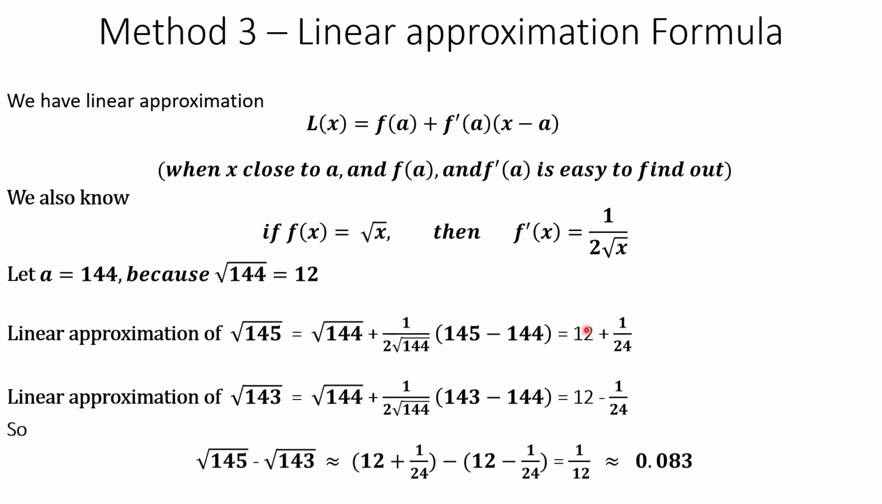So this 12 plus 1 over 24 minus 12 minus 1 over 24 gives us 1 over 12, which is around 0.083. So these are three methods that could work for trying to approximate the solution for this problem, and they're all similar in some way because they all use the same strategy.